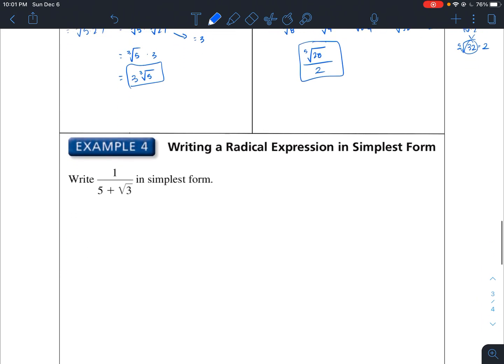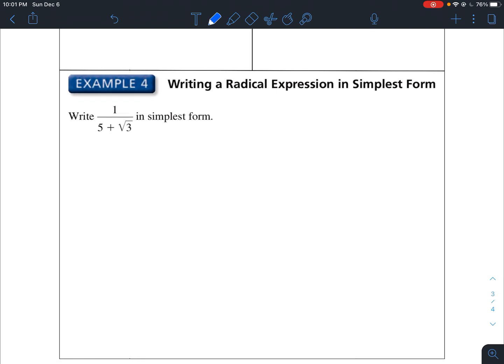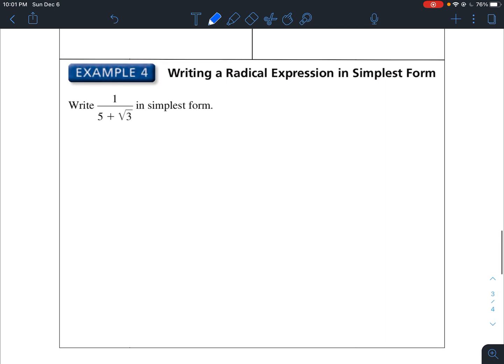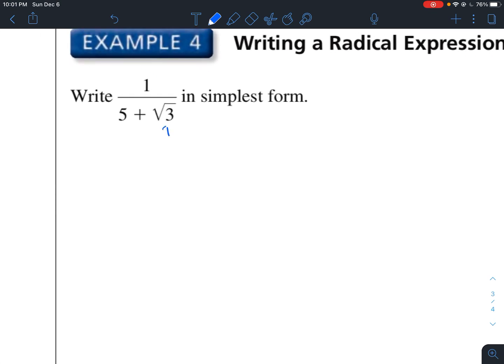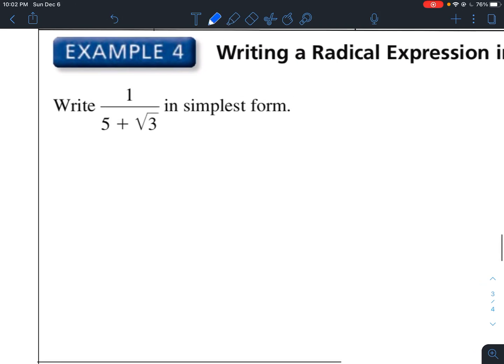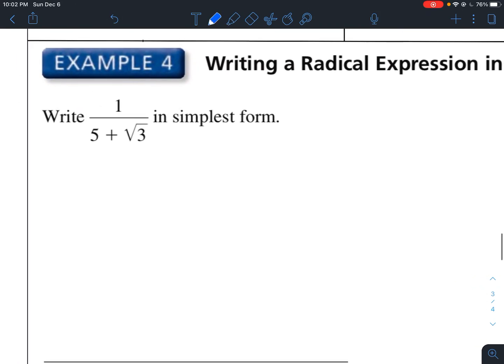Okay. Now let's jump to example 4. So writing a radical expression in simplest form again. So again, I have a radical in my denominator, which is something I don't want. But the thing is, I can't multiply this by the square root of 3 because that won't eliminate my radical. I can't eliminate it because I have this 5 plus the square root of 3.